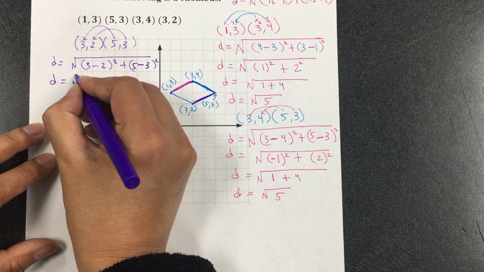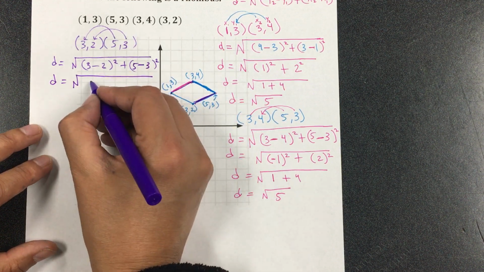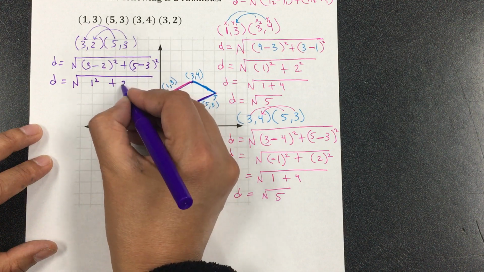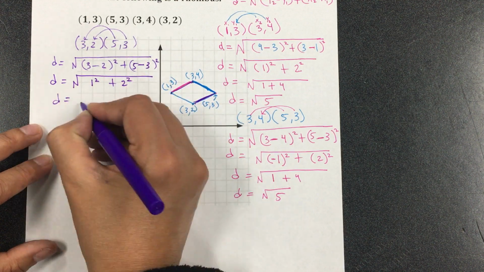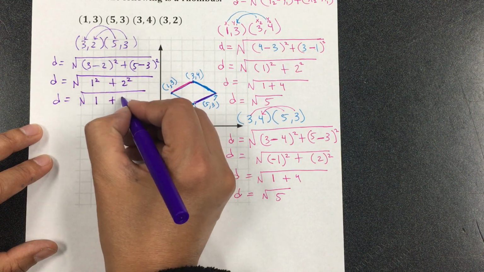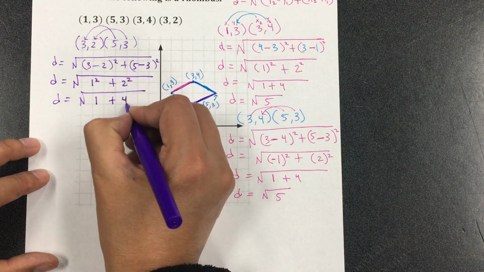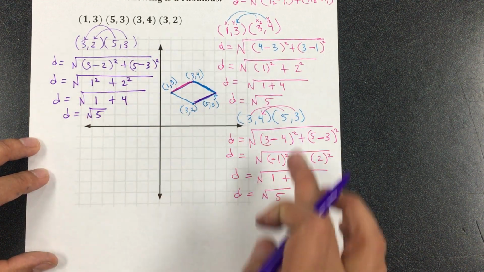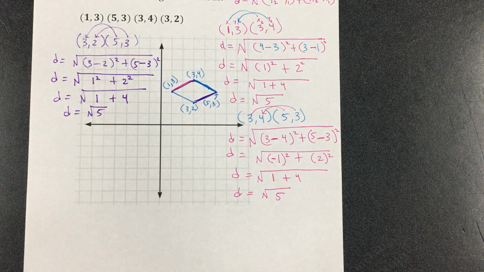And so d is equal to the square root of 3 minus 2 is 1 squared. 5 minus 3 is 2 squared. d is equal to the square root of 1 times 1 is 1. 2 times 2 is 4, which gives me the square root of 5. Yay, 3 so far. Now we're going to prove the last one.